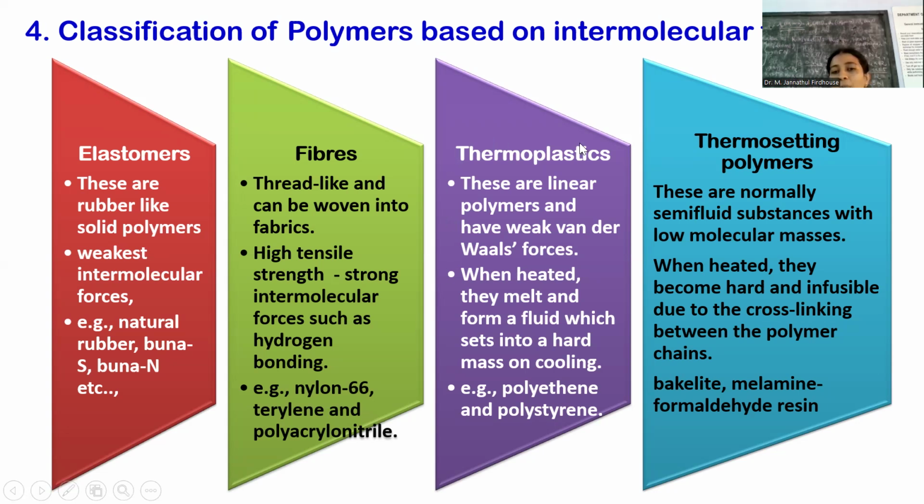If you take thermoplastics, these are linear polymers and have weak van der Waals forces. When we heat them, they melt and form a fluid, which sets into a hard mass on cooling. Example, polyethylene and polystyrene. The other classification is thermosetting polymers. These are normally semi-fluid substances with low molecular masses. When heated, they become hard and infusible due to the cross-linking between the polymer chains. Example, bakelite, melamine formaldehyde resin.